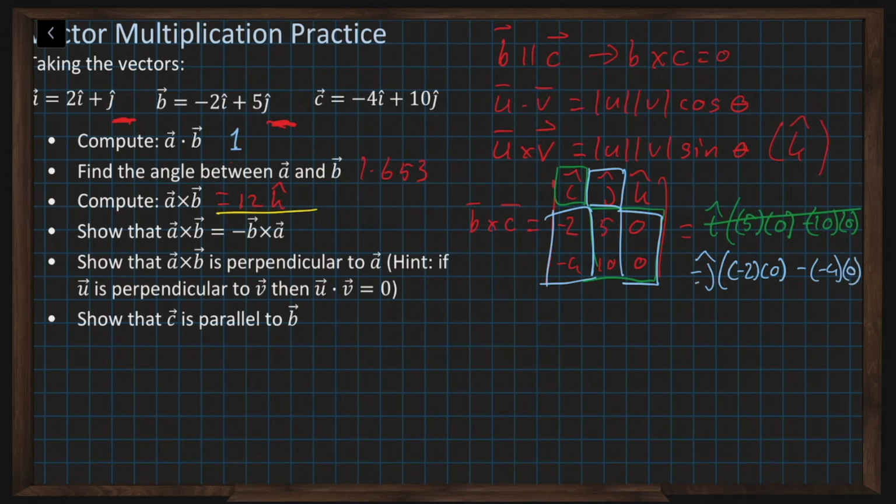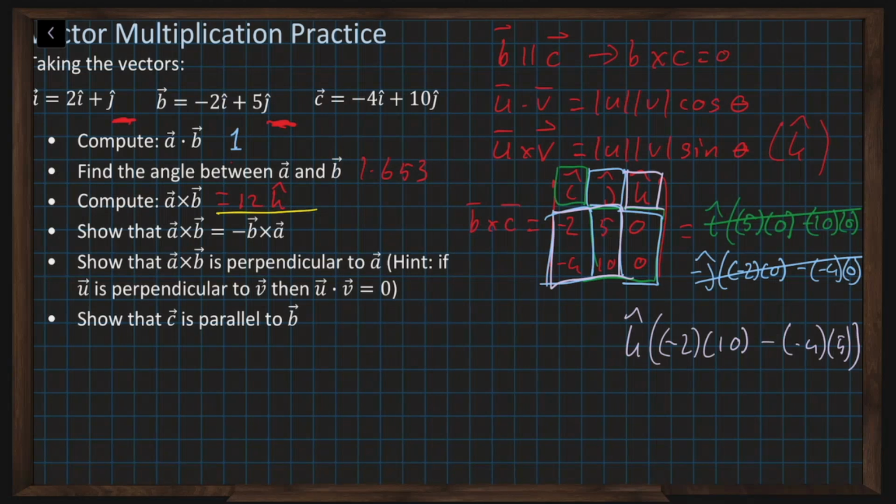Oh, that's also 0. Finally, we take that k hat and all the bits that are not in that row or column. So we get k hat, we multiply that by minus 2, 10, minus 4, and 5. Well, what do we have here? Well, that is minus 20. And then there's a minus sign, and that's also minus 20. So that becomes a plus sign, and that is also equal to 0. So therefore, we can show B and C are parallel.